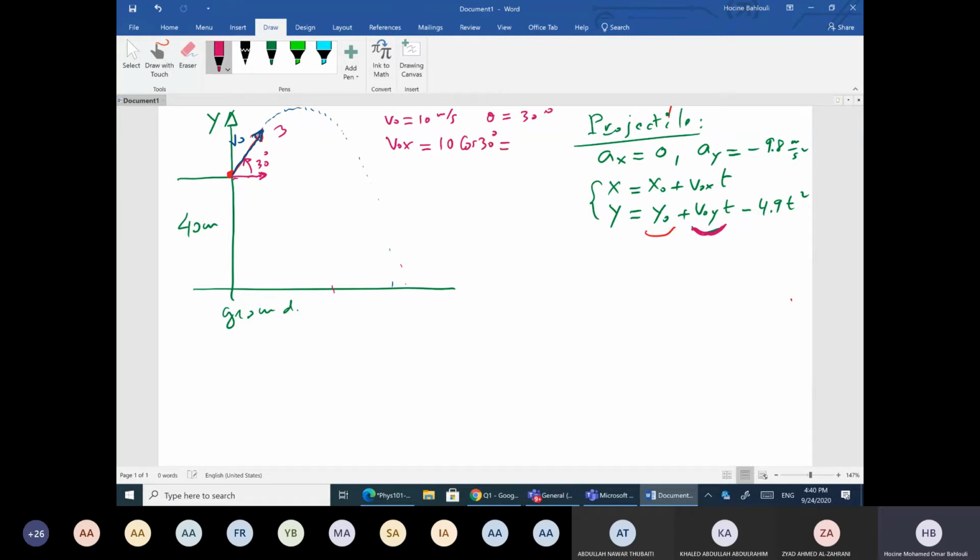So it will be cosine 30 degrees, square root of 3 divided by 2. It will be 5 square root of 3. Can someone give me the number of 5 square root of 3, guys? What is this number? And v0y will be 10 sine 30 degrees, which is 5. How much is 5 square root of 3? 8.66. So let me put 8.7, just an approximation.